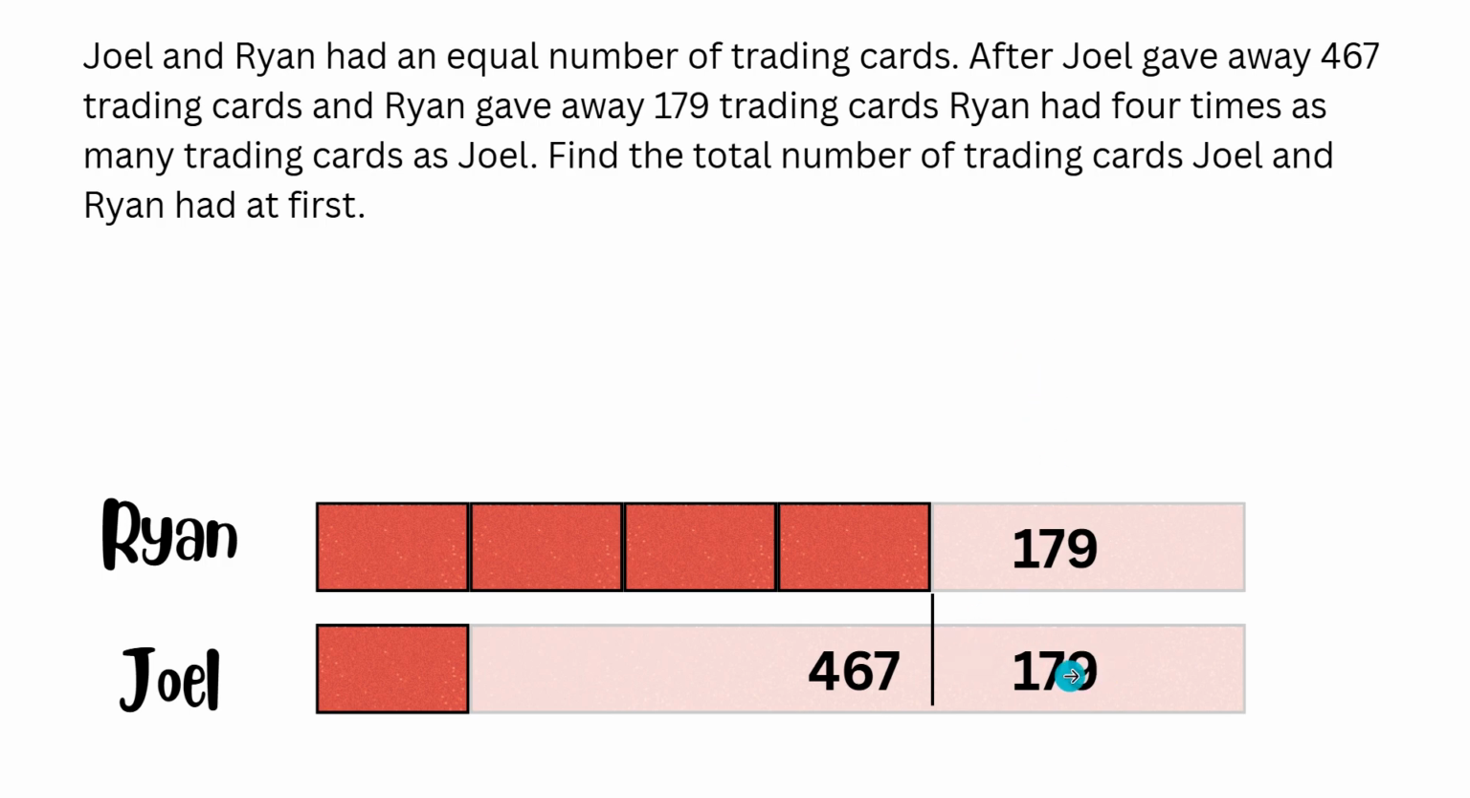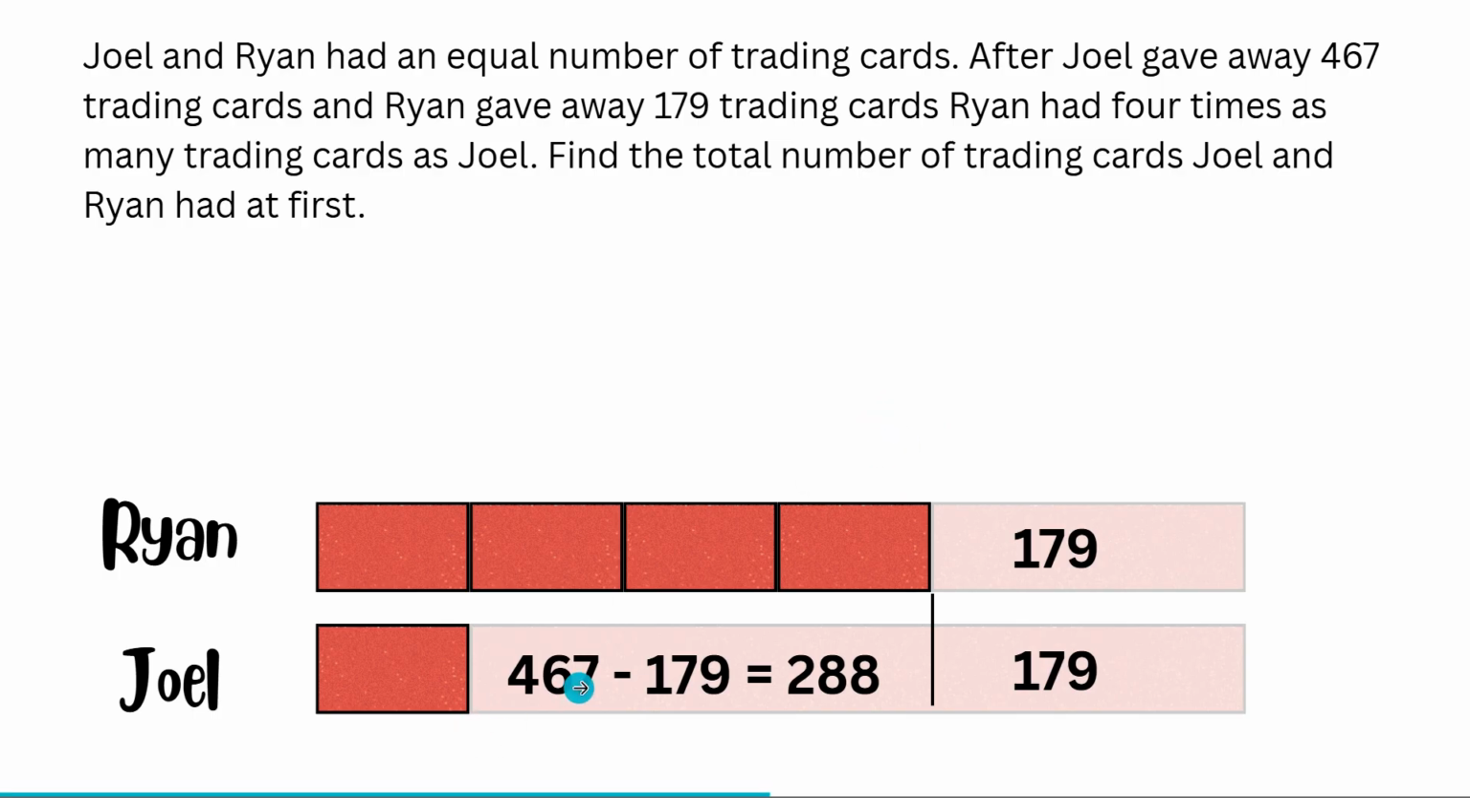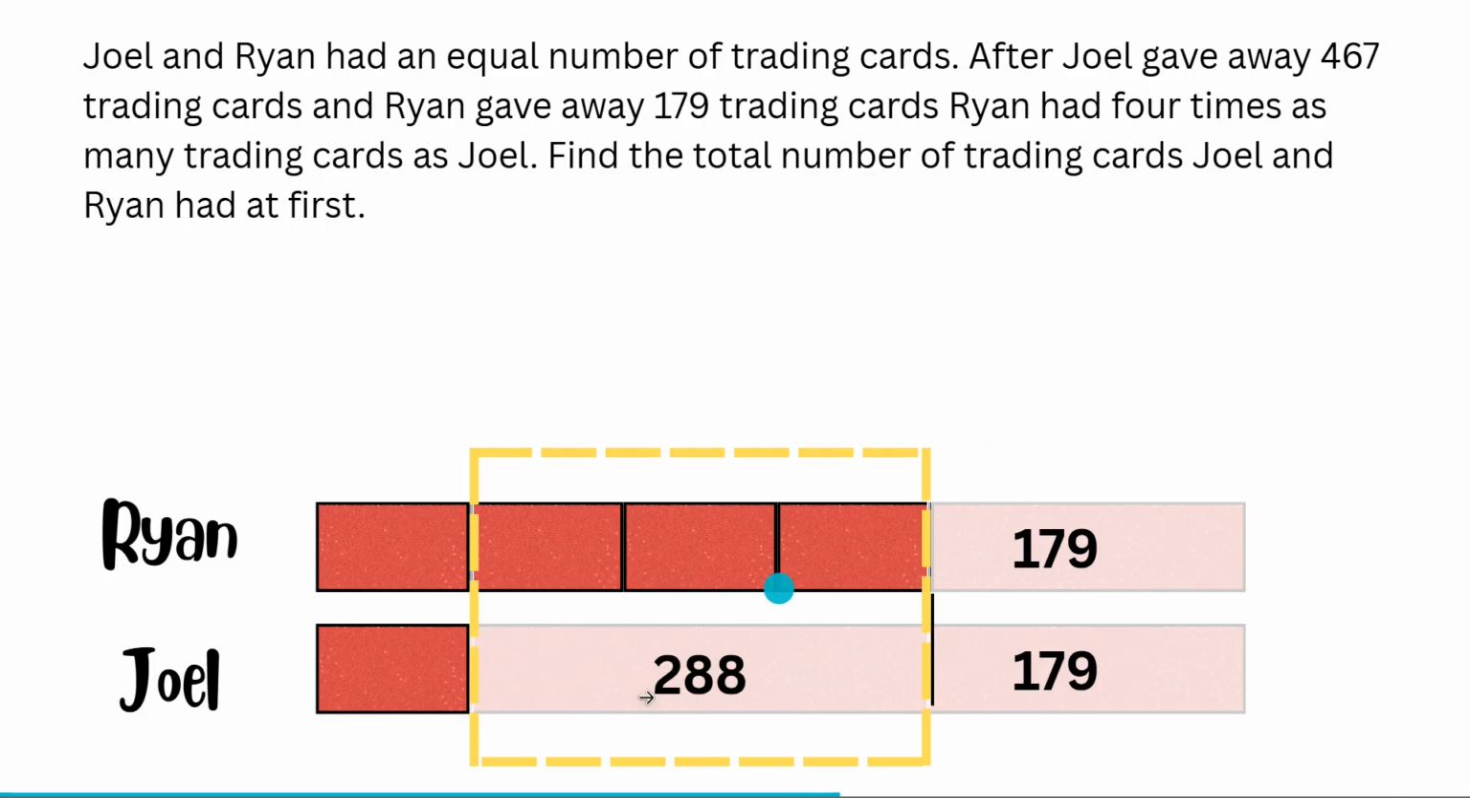So this is 179. Earlier, you remember this whole thing was 467, out of which we found out this area is actually representing 179 trading cards. So what will happen to this portion alone? That should be 467 minus whatever this is. So that is equal to 288. So this piece here is 288. And in terms of size comparison, this is equal to the 3 units shown here, which clearly shows us that the value of the 3 boxes or 3 units here should be equal to 288.